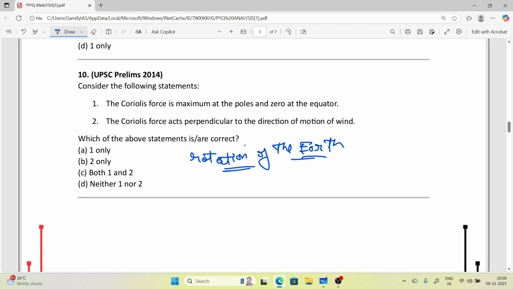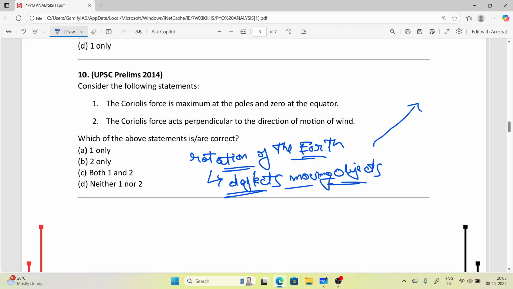And what does this force do? It basically deflects moving objects like winds and ocean currents from their straight path. It is deflecting. Okay. And how does it deflect? In the clockwise direction in the northern hemisphere, anti-clockwise direction in the southern hemisphere, that is, to its right in the northern hemisphere and to its left in the southern hemisphere.